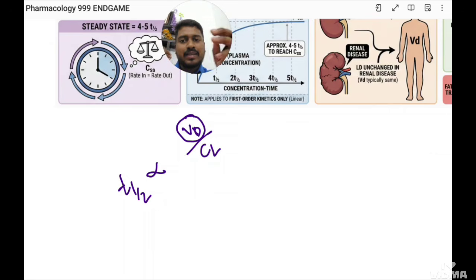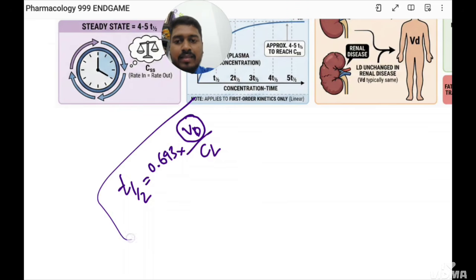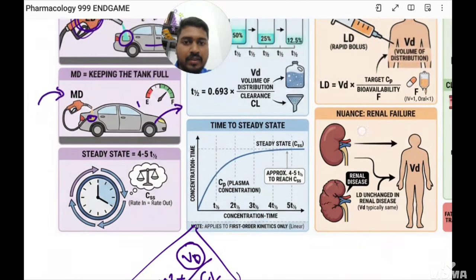VD is the volume in which it gets distributed, okay? So when we remove this proportion, we'll get a constant that is 0.693. So this is the formula for T half. This you shouldn't forget, okay?